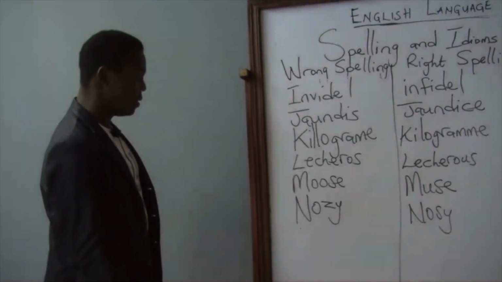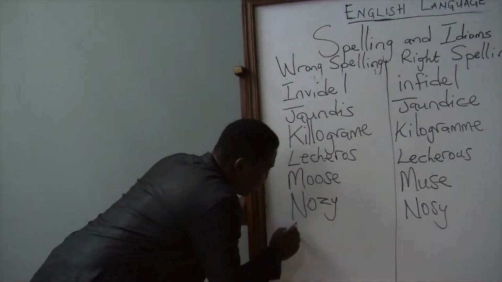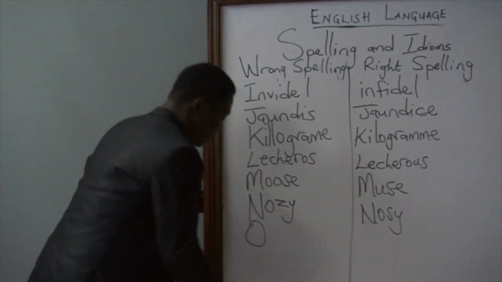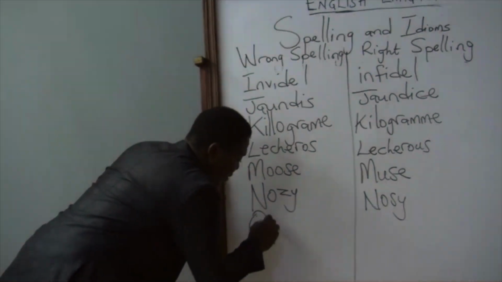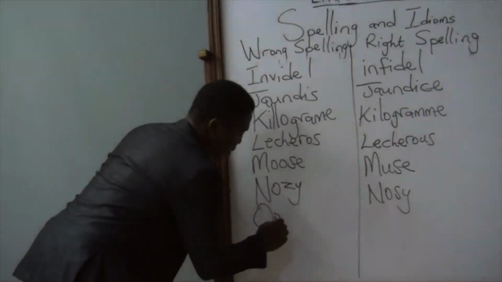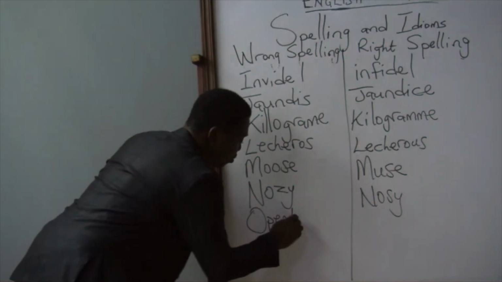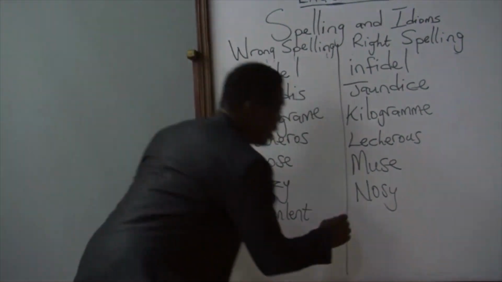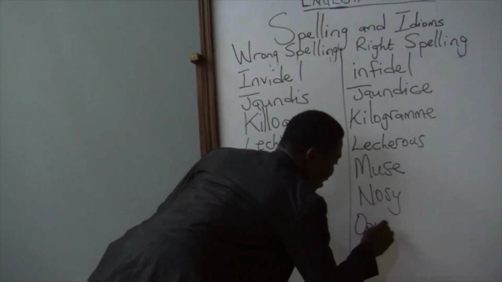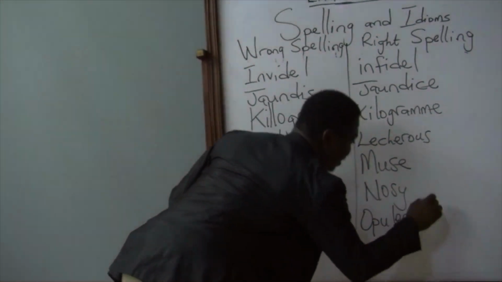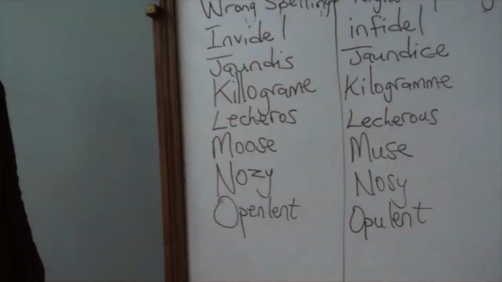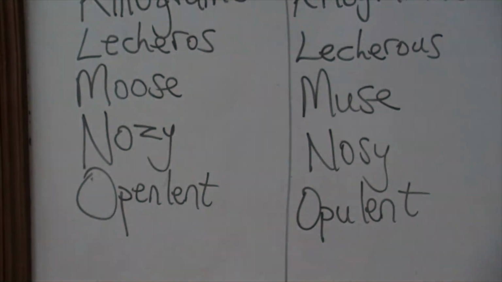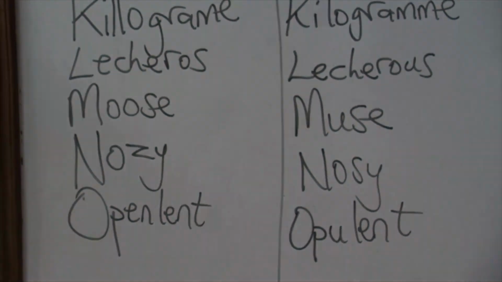It is nosy. Now we are taking another word, and that will be opulent. Opulent. Some people will spell it as opulent, and this is very wrong. It is actually O-P-U-L-E-N-T. And when you are opulent, you are wealthy. You are influential. You have great affluence.